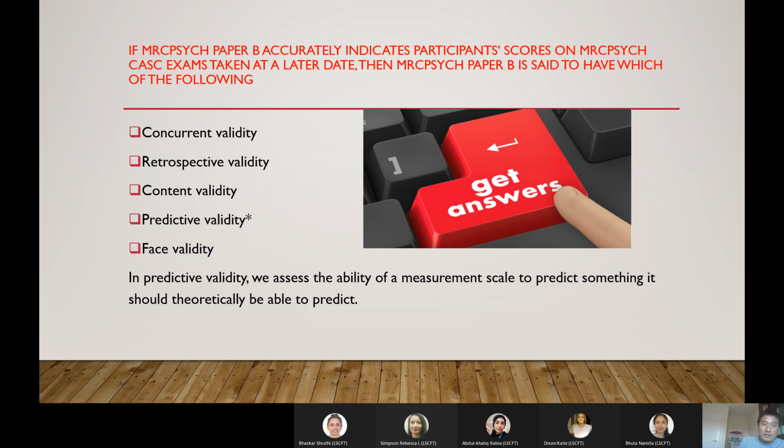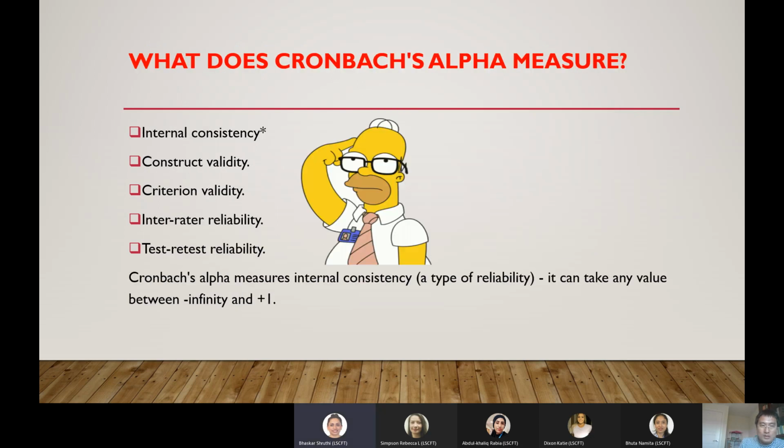If paper B exam accurately indicates the participant scores on the paper B exam taken at a later date, then MSI paper B is said to have which of the following? Predictive validity. Okay, so this was a tricky question.